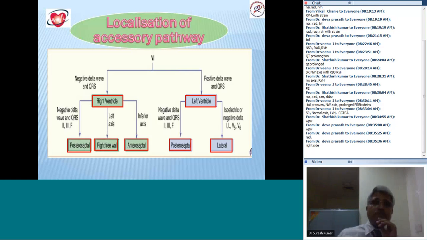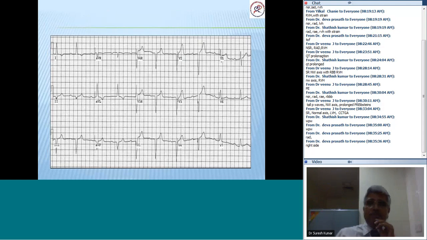Now, something else. Let's say that this is a 2-year-old child. The child is cyanosed. Quick.